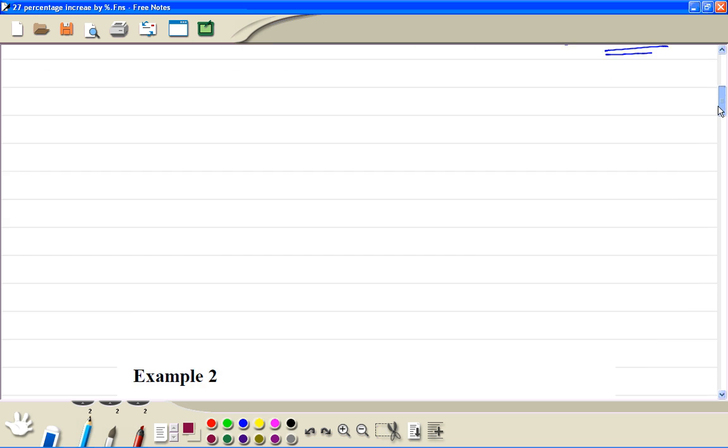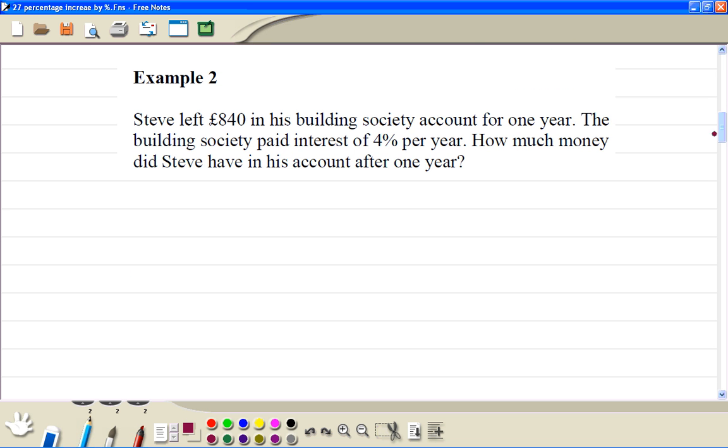Let's do example 2. So the non-calculator method, because we want to find 4%, we find 1% of 840, which is, you move 2 decimals to the left, so that's £8.40. Then 4%, whatever 1% is, you have to multiply by 4.